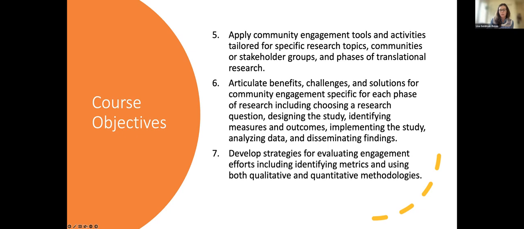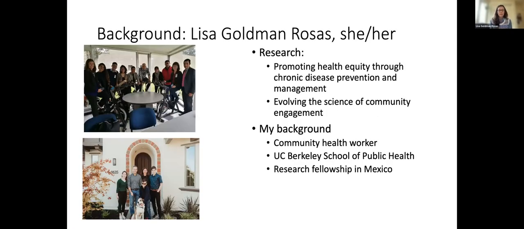I'll introduce myself, Tainayah will introduce herself, and then I'll stop the screen share and you all can introduce yourselves as well. So my name is Lisa Goldman Rosas. I go by she, her pronouns. I'm an assistant professor in the Department of Epidemiology and Population Health. I'm an epidemiologist by training, and I have a master's in public health. I did all my graduate work at UC Berkeley in their School of Public Health.